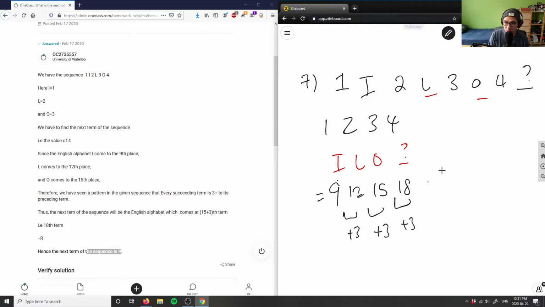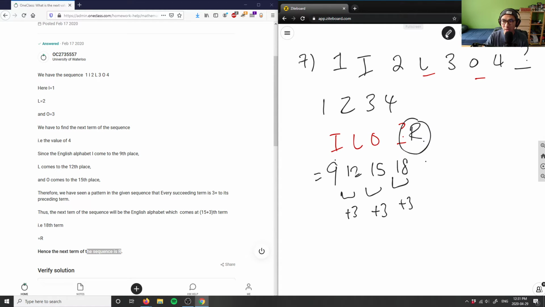So this solution is correct, right? Because R here is the 18th letter of the alphabet. And if I wanted to make a formula to figure this out, the first numbers would follow the formula n plus 1, where n is the step increment. So at 0 it would be 1, at 1 it would be 2, and so on and so forth.